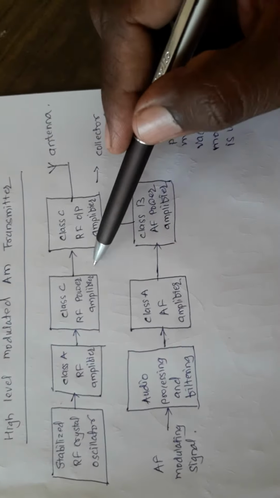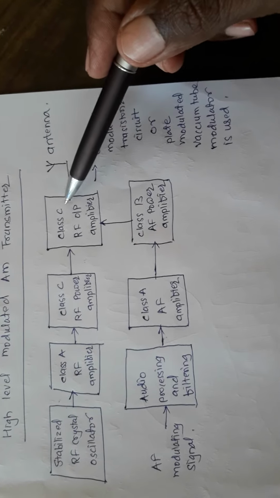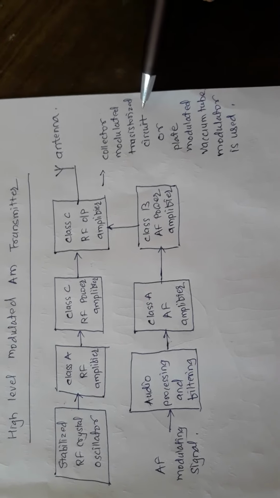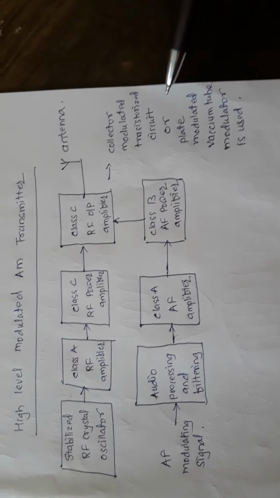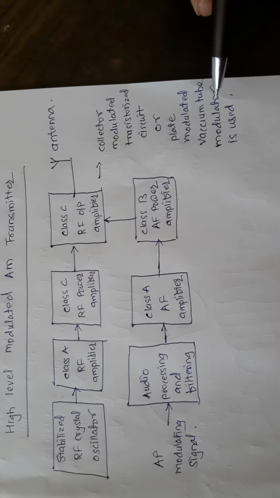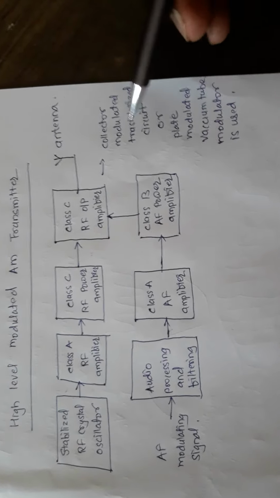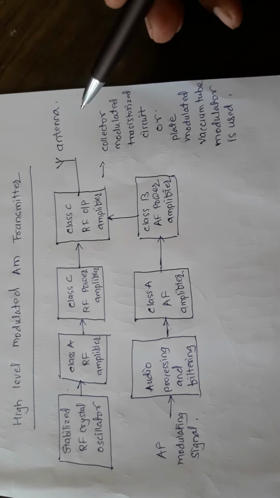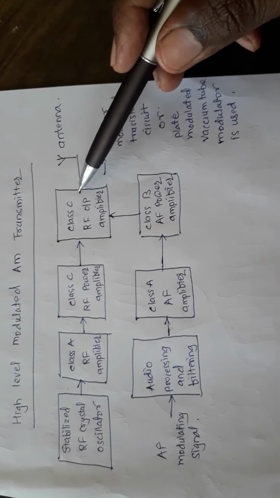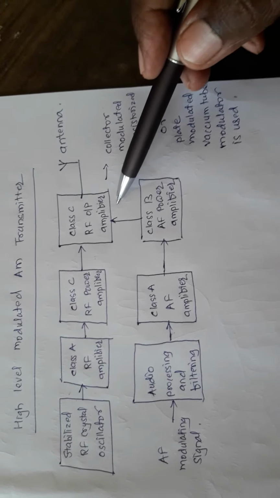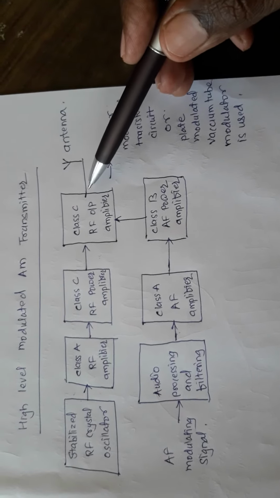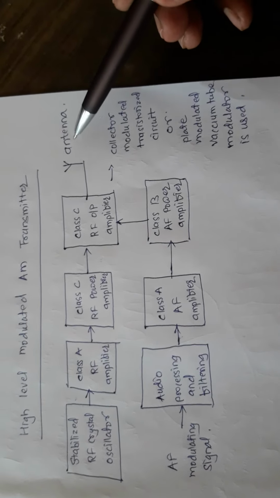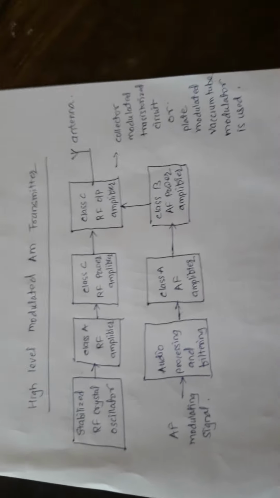Now both the carrier signal and the modulating signal are given to the class C amplifier. This class C amplifier must be a collector modulated transistorized circuit, which we discussed in our previous lecture, or it may be a plate modulated vacuum tube modulator. Nowadays we use a transistorized circuit, so a collector modulated transistorized circuit is used here. The modulation process takes place in this class C RF output amplifier, and the power amplified amplitude modulated signal is then transmitted with the help of the antenna. So this is all about high level modulation.